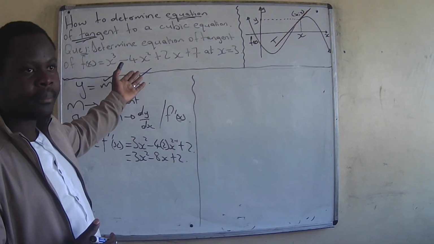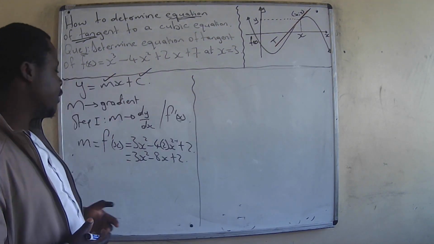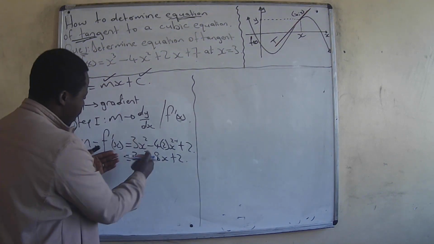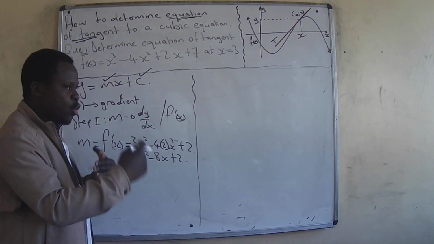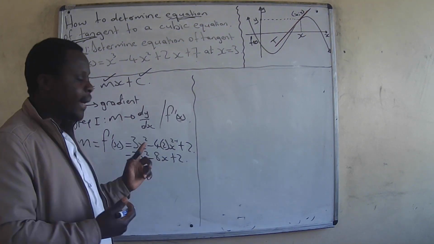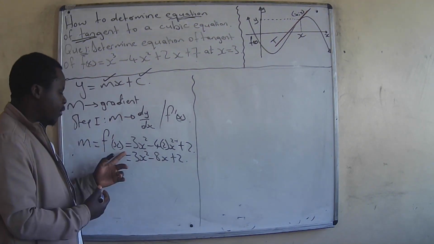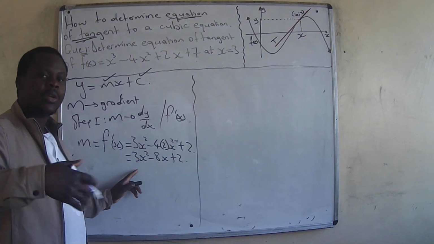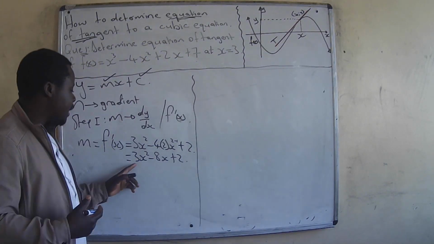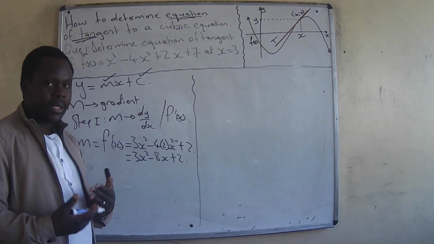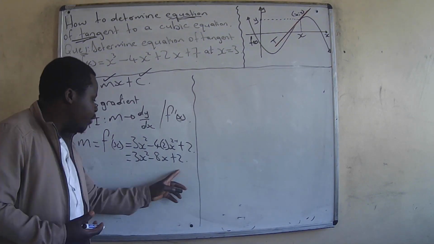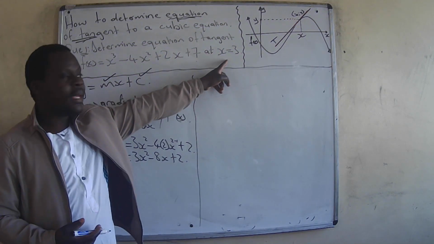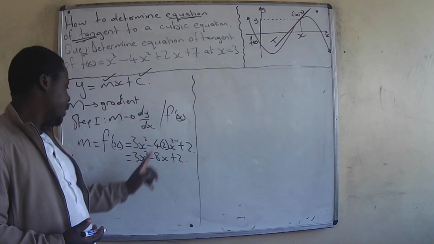So since we get the derivative of the function, next step from here, we need to find the numerical value of our gradient. How do we get the numerical value? Because m in this case is algebraic. That is to say, m has variables in it. So to find the numerical value of m, we have to substitute our x equals 3 into this.